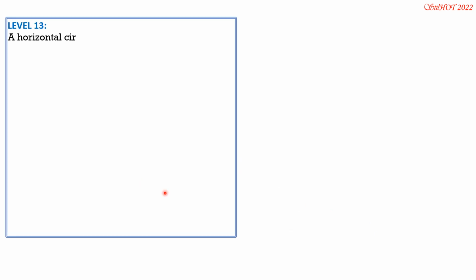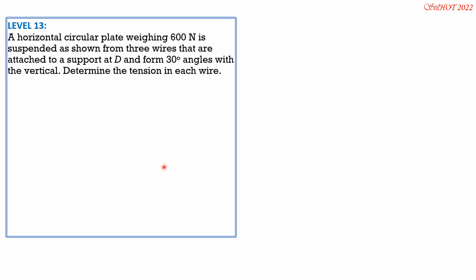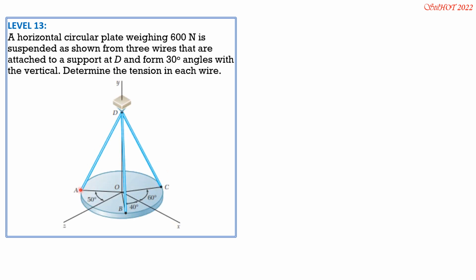Level 13, a horizontal circular plate weighing 600 newtons is suspended as shown from 3 wires that are attached to a support at D and form 30 degrees angles with the vertical. Determine the tension in each wire. So this is the given figure. So tensions would be from bottom to top. And remember, weight of plate, circular plate, is 600 newtons.